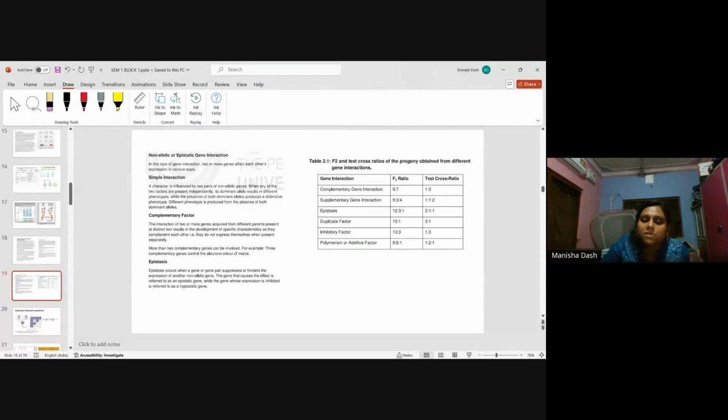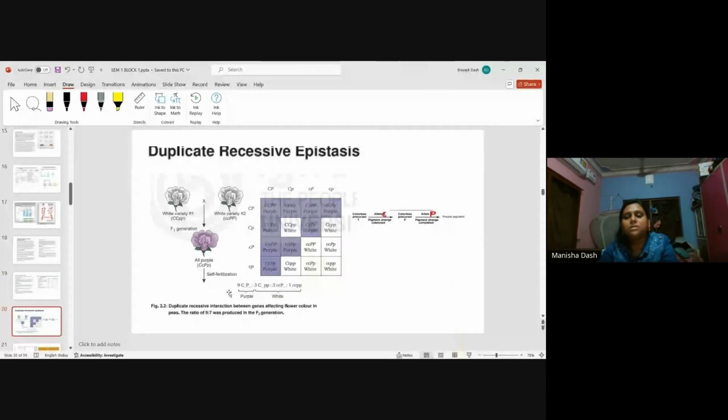Now if you observe, the normal dihybrid phenotypic ratio of 9:3:3:1 will now be changed. It will be 9:7, 9:3:4, 12:3:1, and so on. So let's see how exactly this is happening. I will give you two examples.